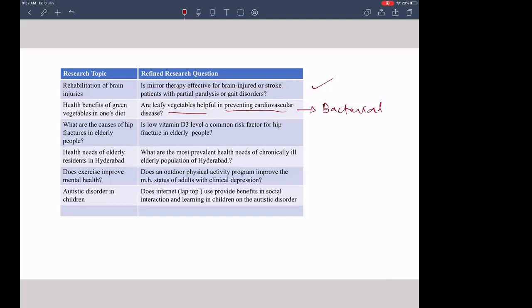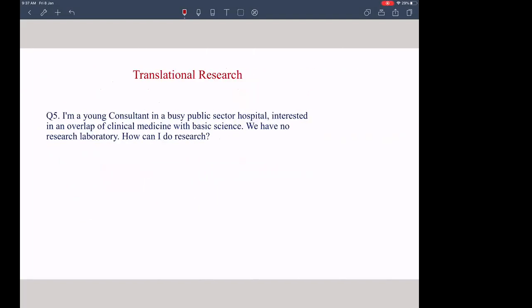What are the causes of hip fractures in the elderly? Is it low vitamin D3, because everybody nowadays is talking about vitamin D3 deficiency. Health needs of elderly residents in Hyderabad can be looked into. Does exercise improve health? Does an outdoor physical activity program improve mental health status of autistic children? What can be looked into? Some people suggest a laptop or iPad. You give it to them and they may learn, their skills may improve.